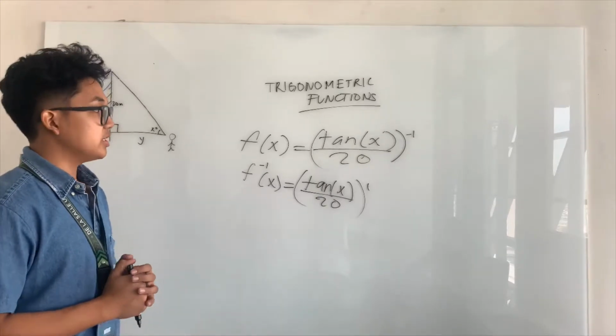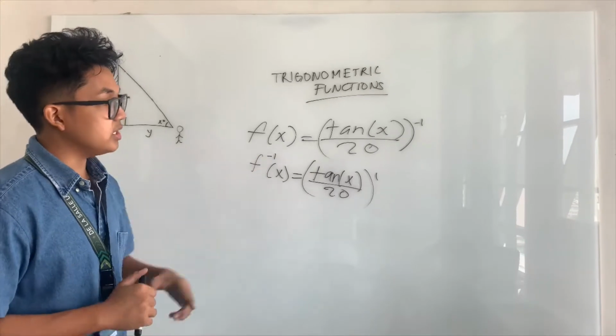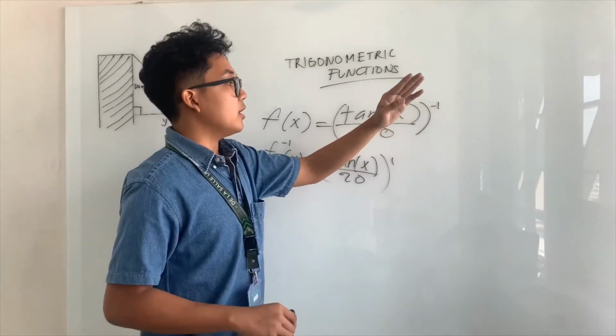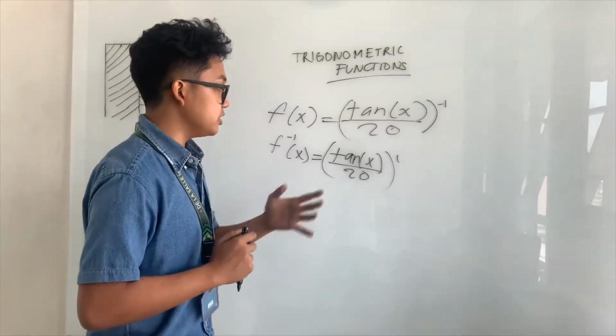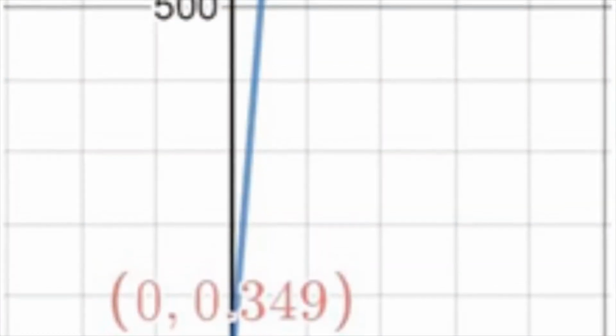The explanation to that is because when you reciprocate tangent of x over 20 raised to negative 1, you would only change the sign of negative 1 into positive, which gives us tangent of x over 20 raised to 1. This is the graph of the function f of x is equal to tangent x all over 20 raised to negative 1. The graph basically shows that if the person is nearer to the building, then his point of view, or the angle where he sees the topmost edge of the building, would be smaller.